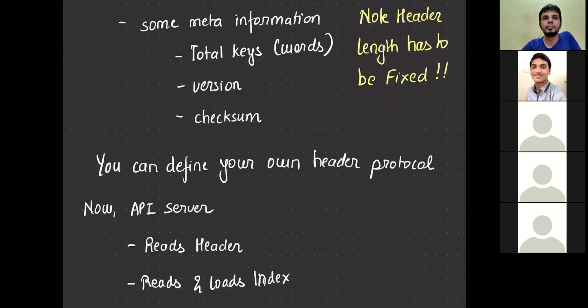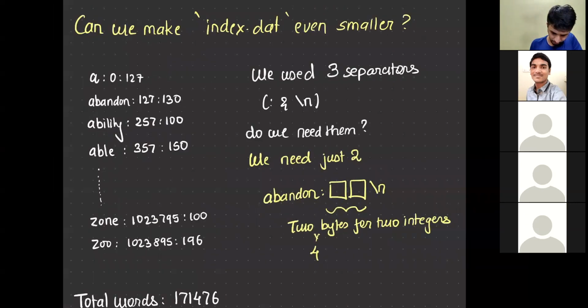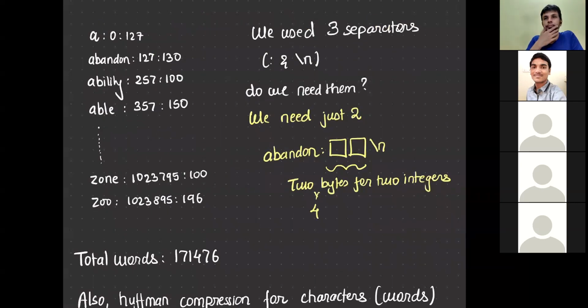Arpit, in this we are storing two integers. Can you go back to the previous one where we are storing the indexes? If A is varying from 0 to 127, and abandon from 127 to, let's say, 257, can't we just store 127 and 257, and then reduce the length by 1? Okay, what would happen if you do that?